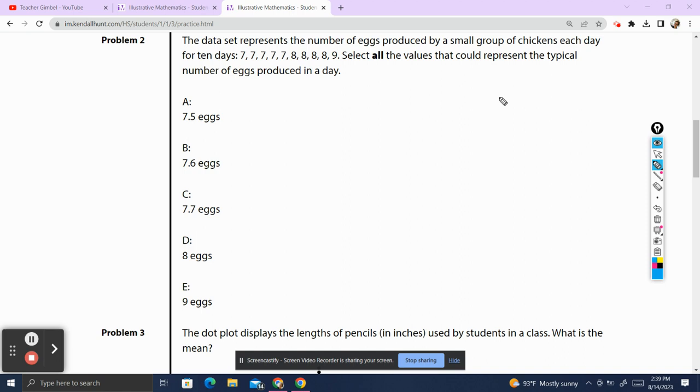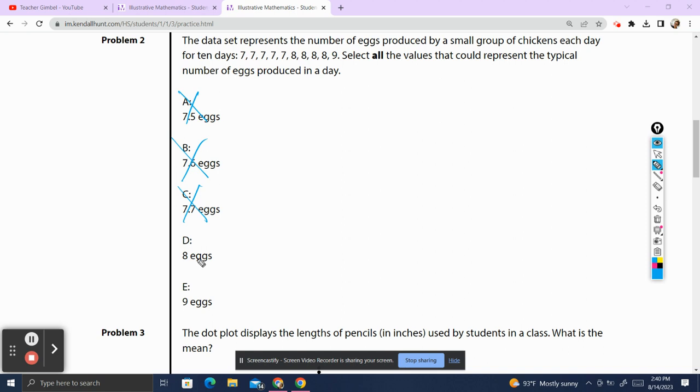7.5 eggs. Well, we don't have half an egg, so we couldn't have 7.5 eggs produced in a day. 7.6 eggs. Well, we don't get 7.6 eggs, so that wouldn't be the typical number of eggs produced in a day. 7.7 eggs, again, we don't get a decimal number of eggs, so that would not be the number of eggs produced in a day.